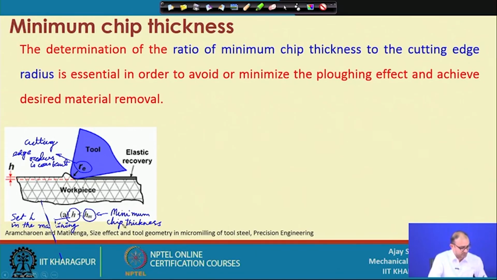First, let us see that your setting H, whatever depth of cut you have given, is smaller than the minimum uncut chip thickness. In this case, your RE is very large compared to H. So, in this case we know that the negative rake angle is very large again, and because of that, this is called the rubbing operation, that is elastic recovery.